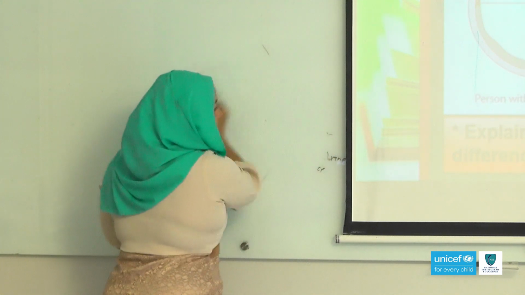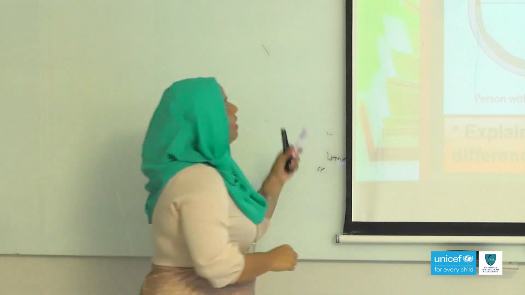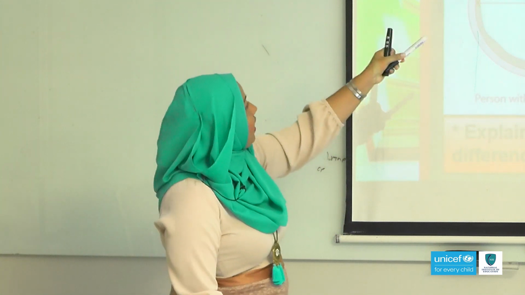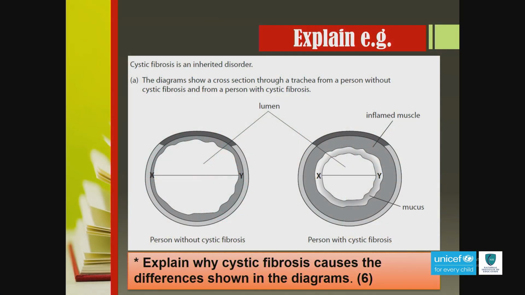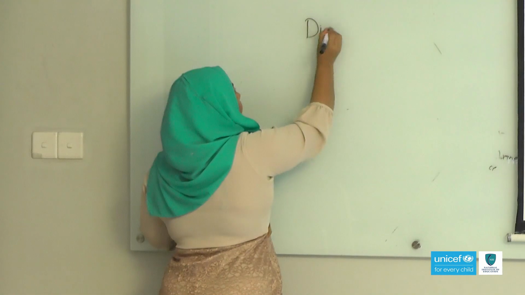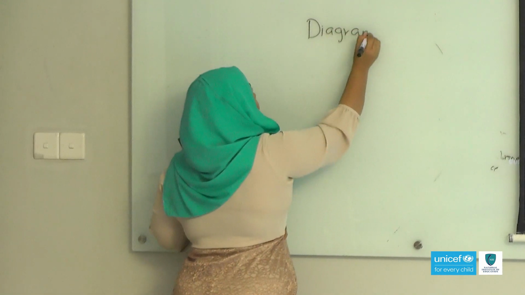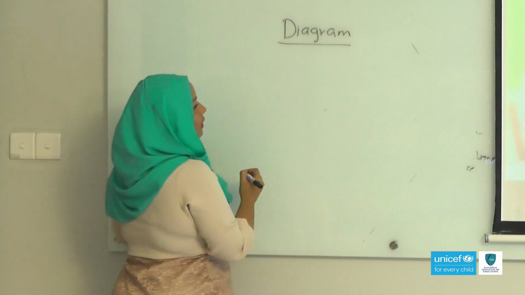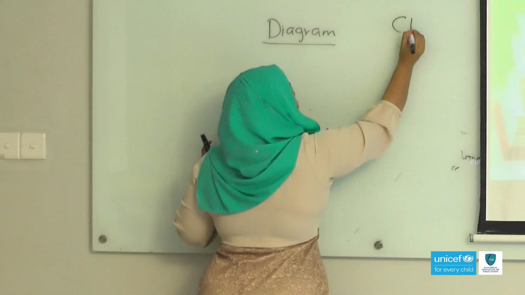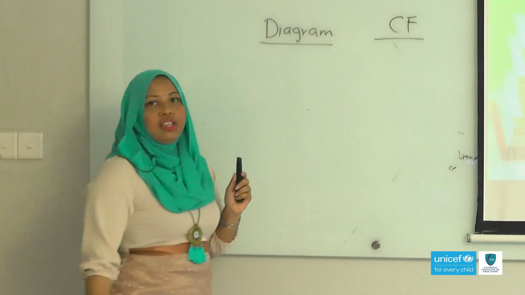If we have a look at the 2 diagrams, it's about the cross-section of a trachea of a person with and without cystic fibrosis. I'll use the term CF for cystic fibrosis. So, the question says, explain why cystic fibrosis causes the differences shown in the diagram. That means you have to comment on the diagram and you have to link this to cystic fibrosis. I'll just write CF for cystic fibrosis.